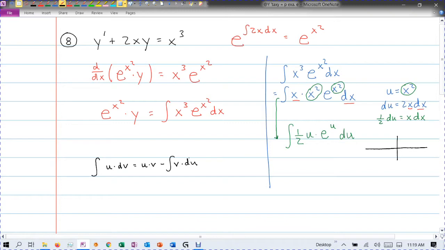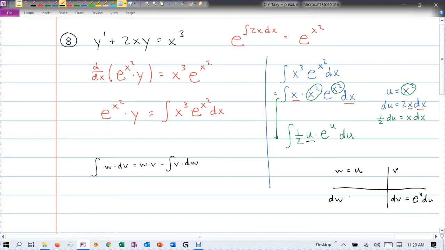But since we're already using u in here, we're going to have to replace this with w, and this will be dw. Depending on how you're taught this, I'm going to do it the way I do it with a table. I'm going to use w here, dw here, and then dv here and v here. So w will be u, and dv will be the e to the u du.